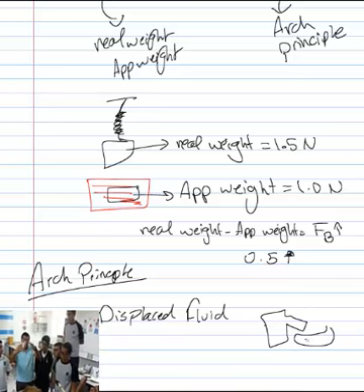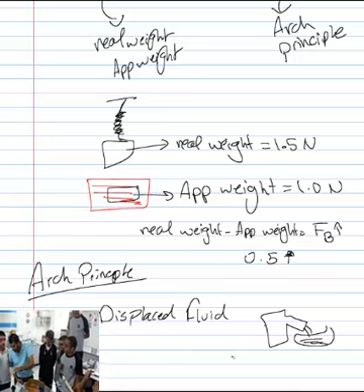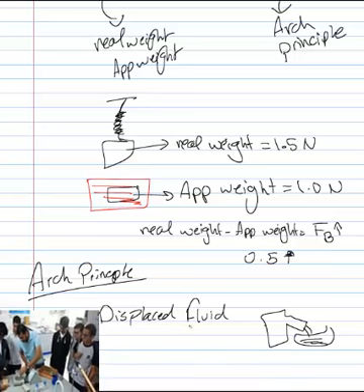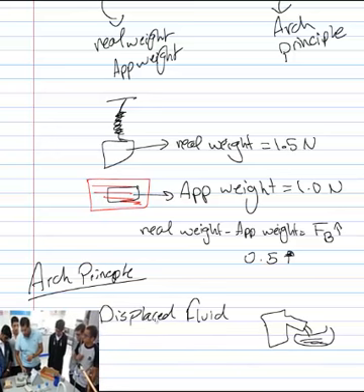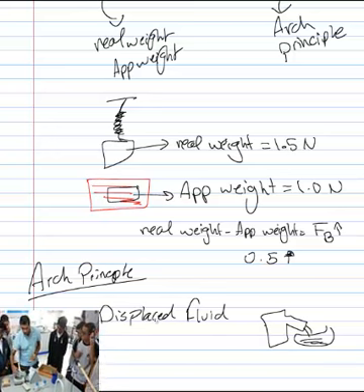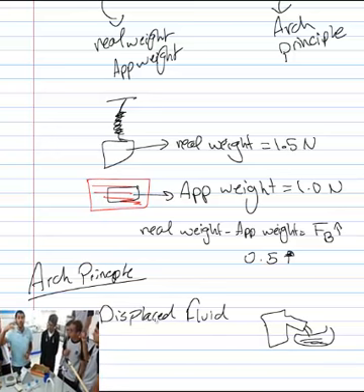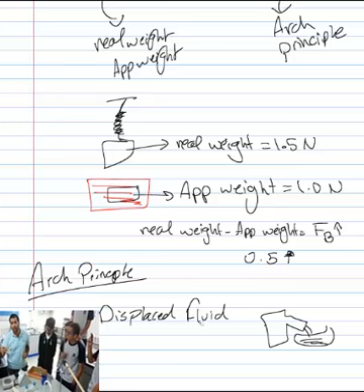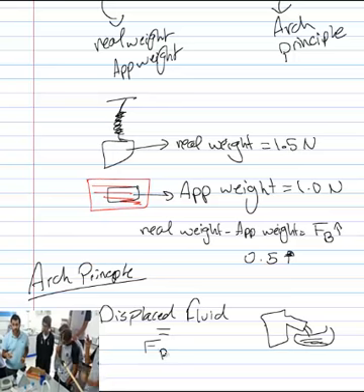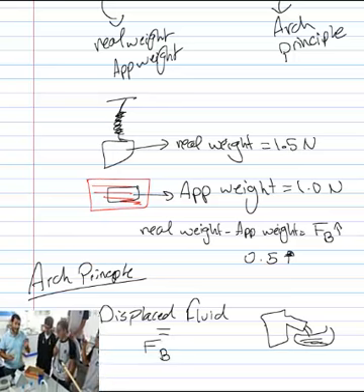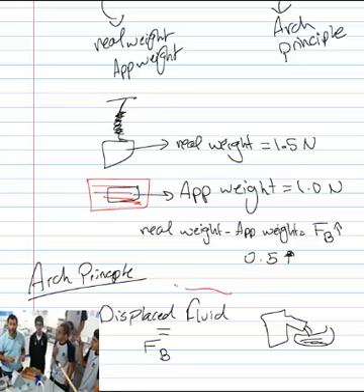Archimedes told us that if we measure the weight of the displaced fluid, so by measuring the weight, we can calculate the mass, and then by doing your own calculations, you will find out that the weight of the displaced water will be exactly equal to the buoyant force that you have calculated by the difference between the FG and the FAP. So basically, you can calculate the buoyant force using two ways.